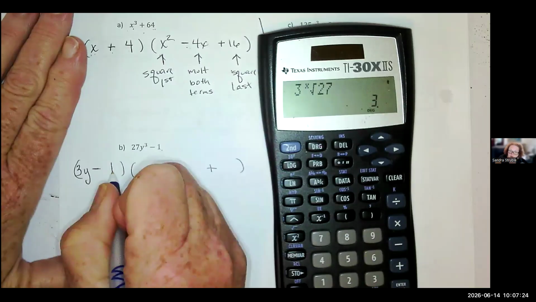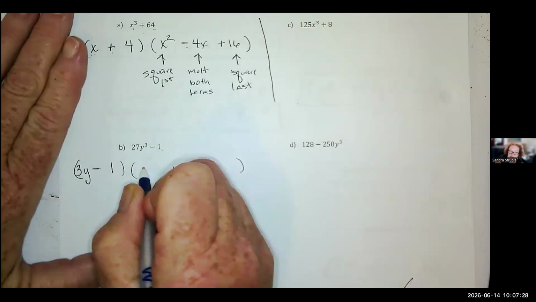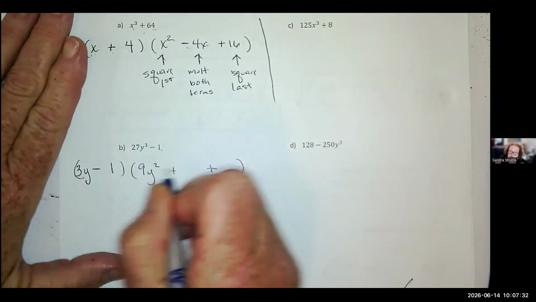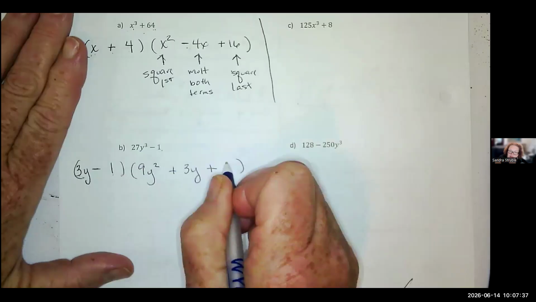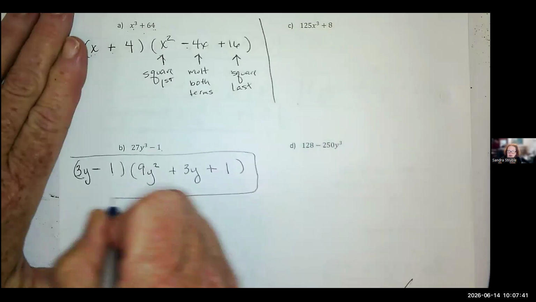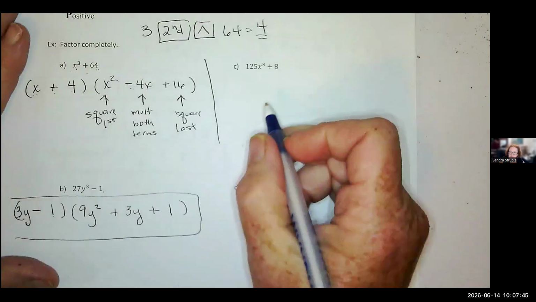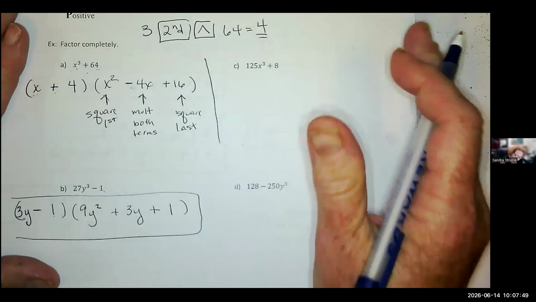Now, square the first, 9y squared. Multiply them together. 3y times 1 is 3y. And then square the last, the 1. The trinomial does not ever factor further. You're done. Okay. This one is just like the first one. Pause the video, attempt it yourself, and then come back to see how you did.